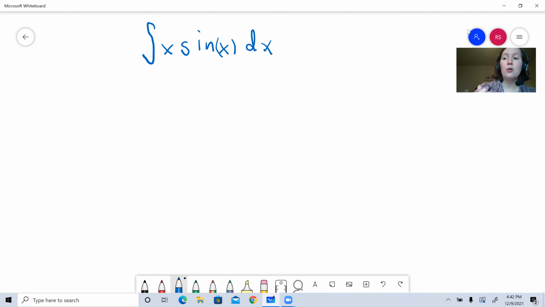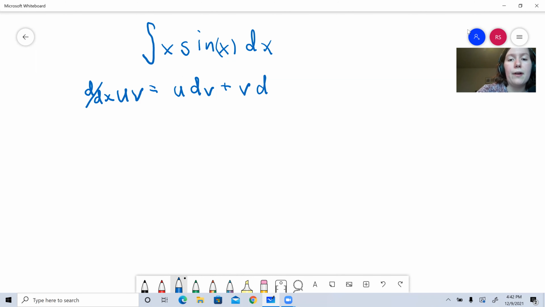parts. So in order to get us thinking about integration by parts, I first want to take us back to calculus. So say we have the function uv, where u and v are both functions. If we want to derive uv, then we're going to get u times the derivative of v plus v times the derivative of u.